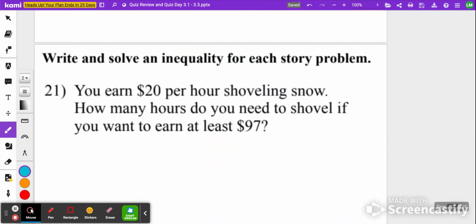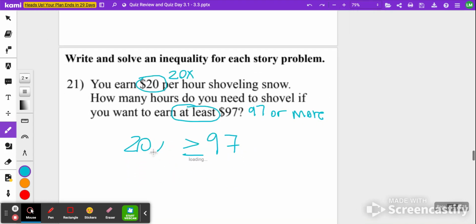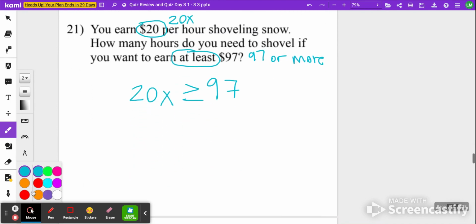The last few, we had to write and solve an inequality for each story problem. So we want to go slow here and maybe break down each part just to make sure we're understanding. It does say we earn $20 per hour shoveling snow. So probably going to be 20x because we don't know how many hours we're doing that. And it says, how many hours do you need to shovel if you want to earn at least $97? That means 97 or more. So if I'm saying 97 or more, that's greater than or equal to 97. And then 20x would be here on the left-hand side. I'll write that a little bit better. 20x is greater than or equal to 97.